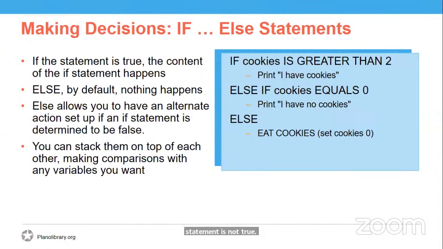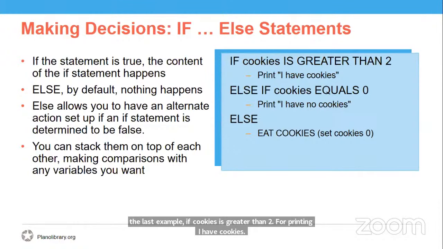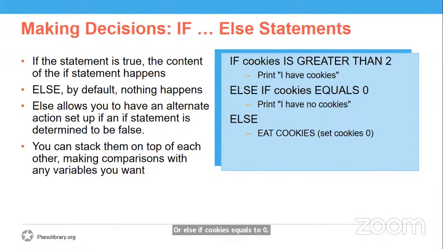Following the last example, if cookies is greater than 2, we're printing I have cookies. Or else, if cookies equals 0, print I have no cookies. Else, eat the cookies, set cookies to 0. Jumped a bit ahead of myself.